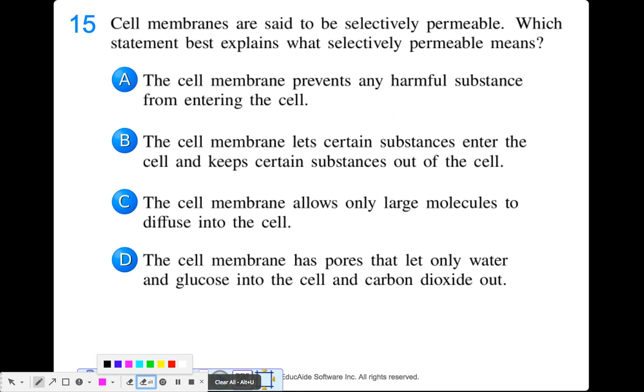Number 15. Cell membranes are said to be selectively permeable. That's the same as semi-permeable. Which statement best explains what selectively permeable means? It means the cell membrane can prevent any harmful substance from entering the cell. No. When you see words like any and all, they might be potential words that trigger you to eliminate an answer, because usually things are not so absolute. The cell membrane lets certain substances enter the cell and keeps certain substances out of the cell.